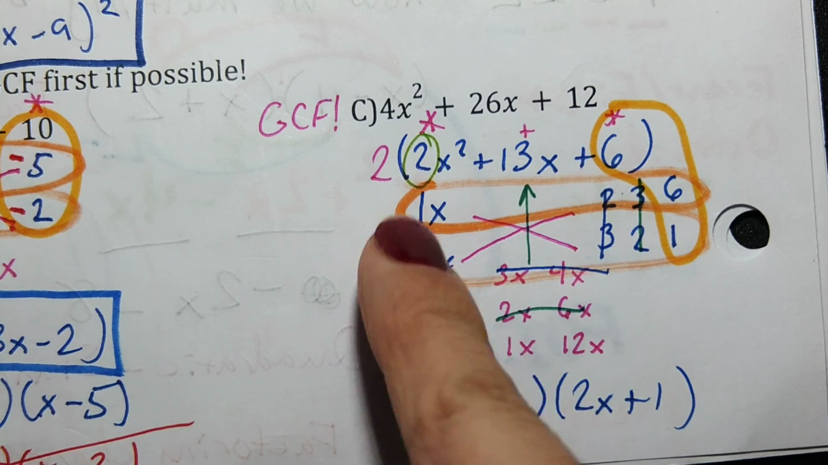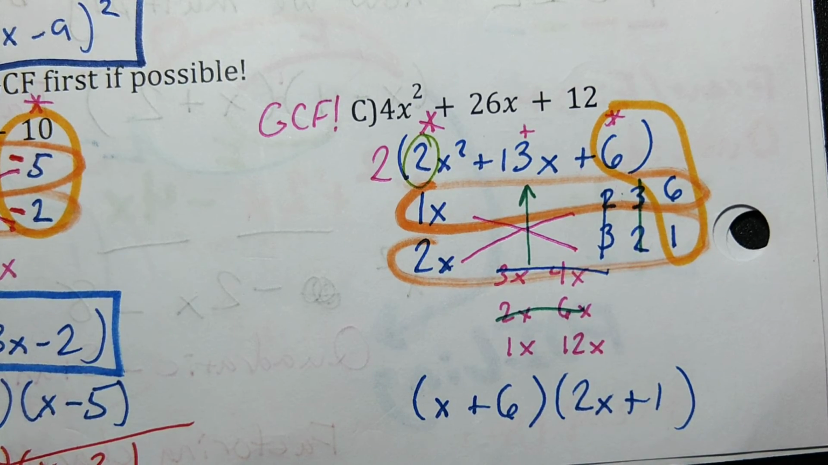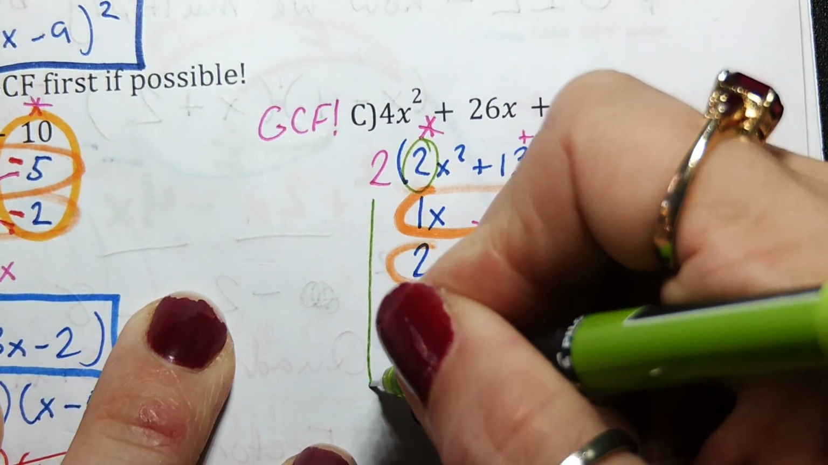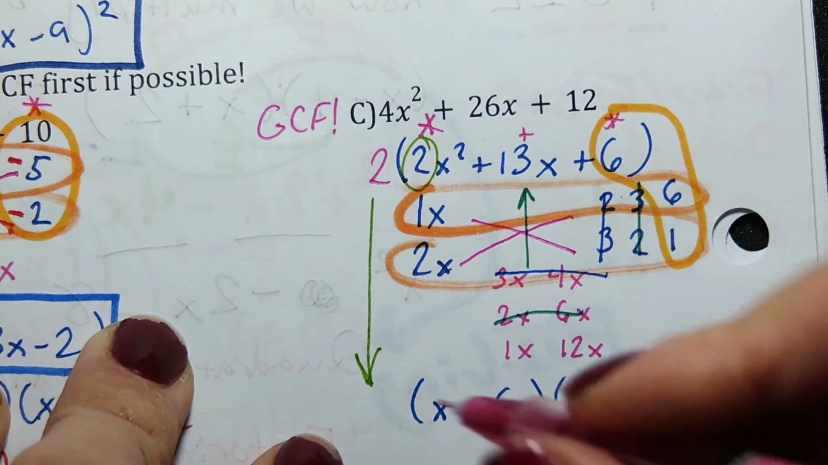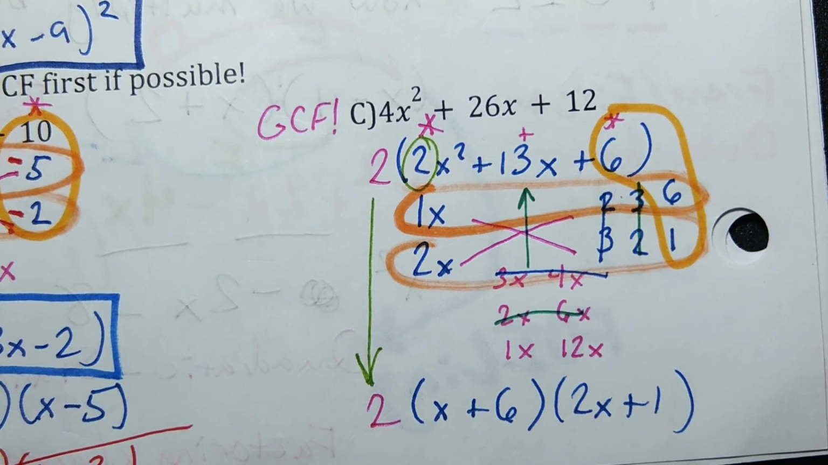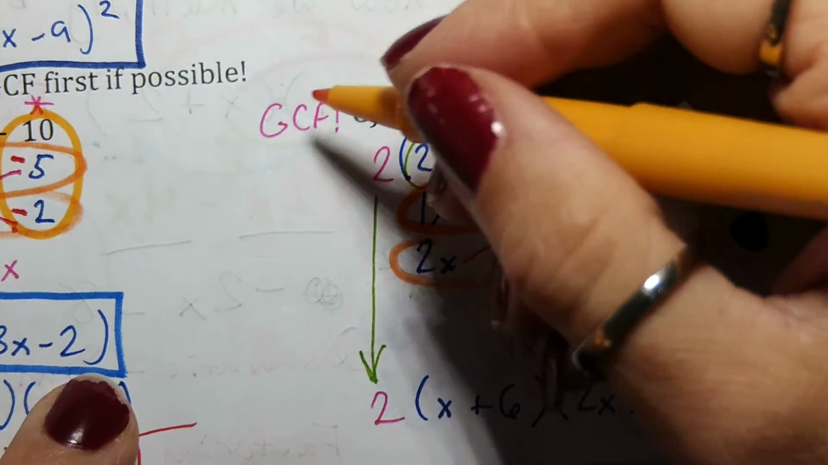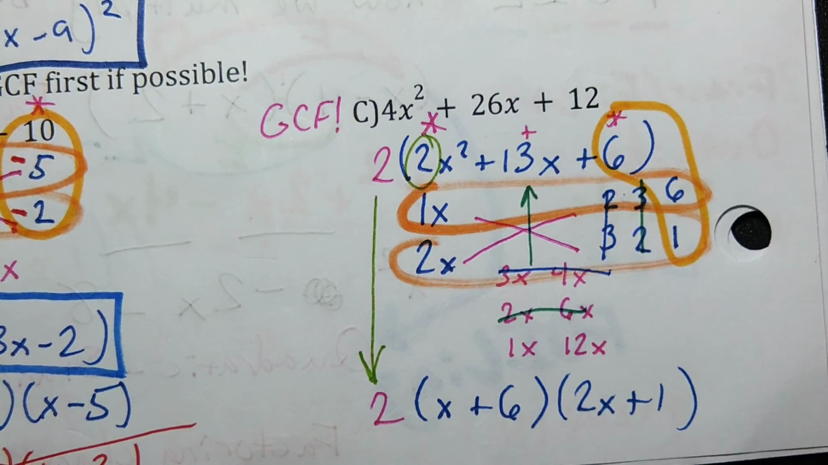The 2! And if you're like, do we really care about that 2, Ms. Carver? We do, because we need to make sure we're not changing the value of the original expression. If I don't have that 2 there, and I FOIL this sucker out, I'm not going to get the original quadratic that I started with. So anytime you factor out a GCF, make sure you bring it down all the way with your factorization.